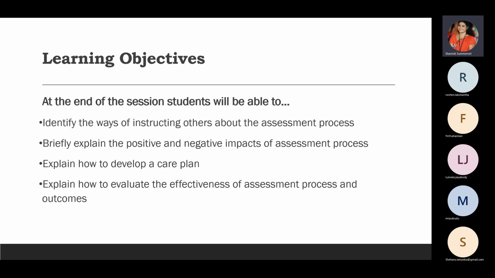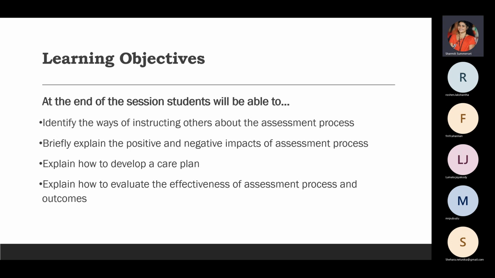So what is this assessment process? Previously we studied what the assessment is, what the types of assessment are, and why we are studying the assessment process. Here today we are going to see how you can educate other people: what ways are present, or what forms you can use in order to educate other people regarding the assessment process. And the assessment process is not always a positive part. Both can happen, right? It has both good and bad impacts.